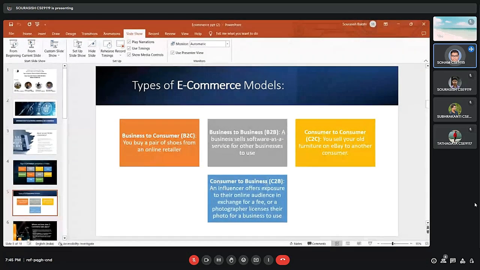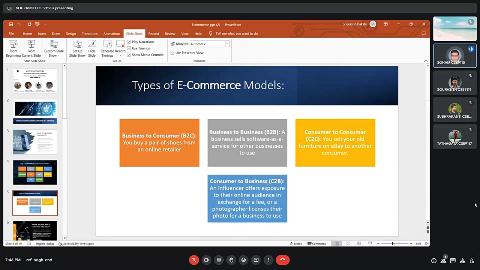Next one is business to business, when a business sells its product to another business, like when a business sells its software as a service or any cloud services to other businesses which they use for their purposes. Next one is consumer to consumer. Consumer to consumer is a type of interaction where any used product of the consumer is sold again to another consumer, like you were selling any old furniture on eBay to another consumer.